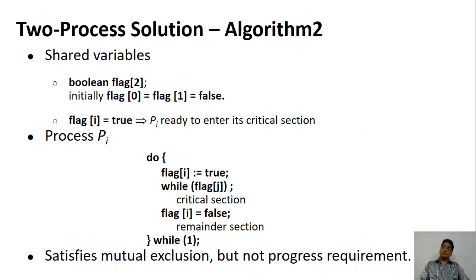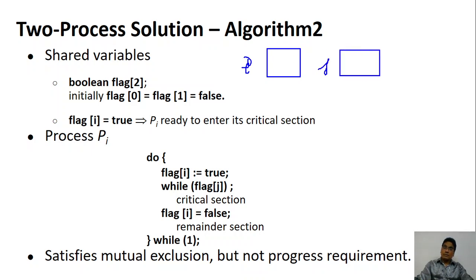So let's look at how this particular algorithm will work. Instead of turn, we have an array now, with two values. For processor I, you have one value, and for J, you have the other value. If the I value is true, then I can enter. If the J value is true, then J can enter. So let's look at how this particular algorithm works. Initially, both of them are made false. So that means initially both of them can't enter.